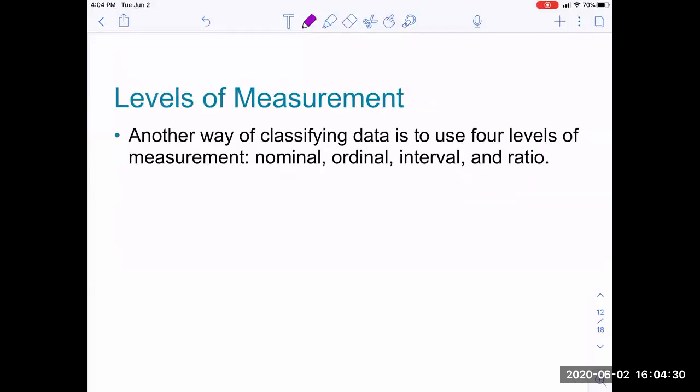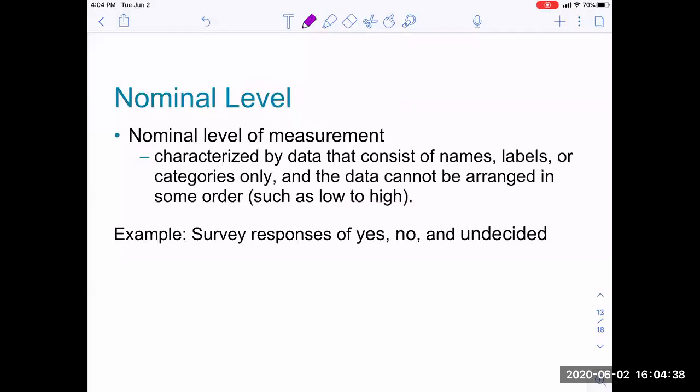We're going to do a lab on these, so I won't spend a lot of time on them. I'll introduce each one. Nominal. Nominal, I think of names. I believe that's probably Latin for names is nom. Categories only. Yes, no, undecided. Gender. That would be nominal level.